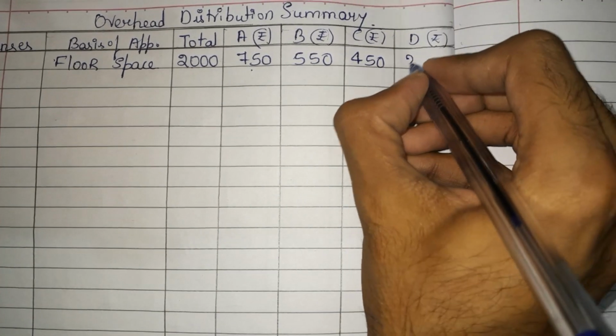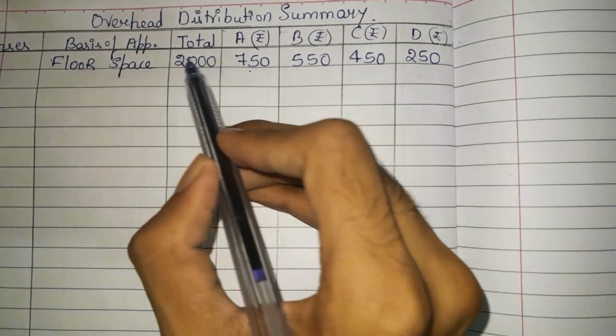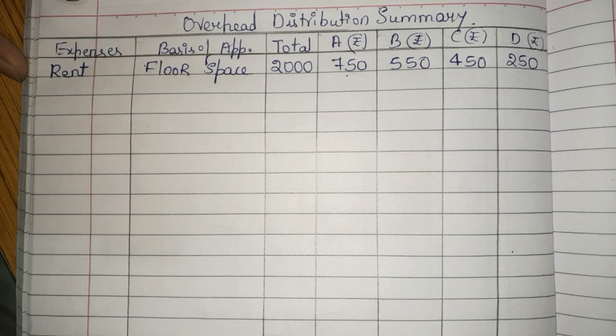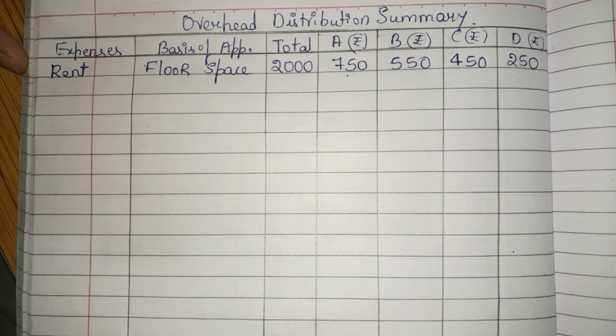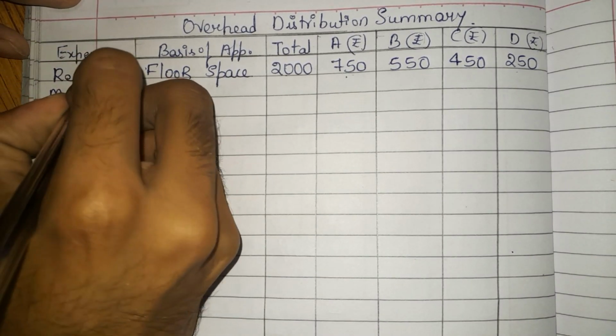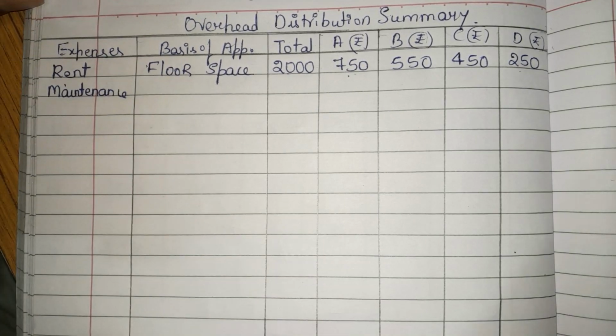So you can write here 250. Now if you add all these four you will get 2000. Now this is all about rent. Now next we have maintenance. So next is maintenance. So maintenance we will do for machineries.